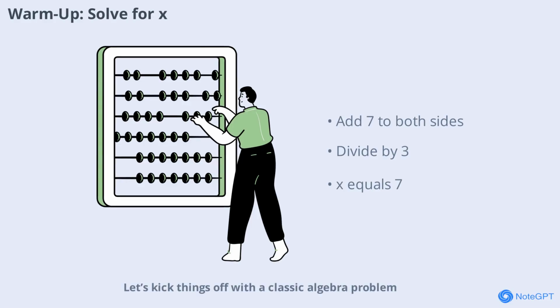Let's kick things off with a classic algebra problem. Imagine you're faced with the equation 3x minus 7 equals 14. To solve for x, you first add 7 to both sides, which gives you 3x equals 21. Next, divide both sides by 3 and you'll find that x equals 7.